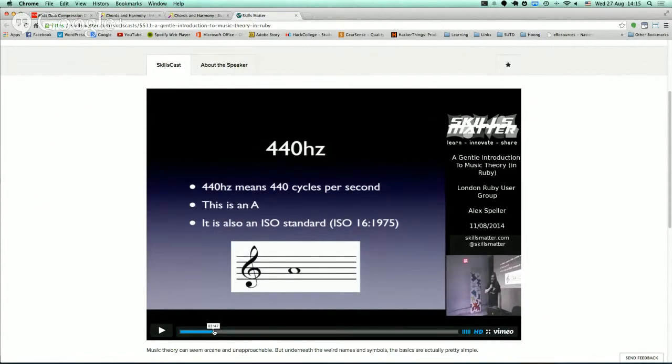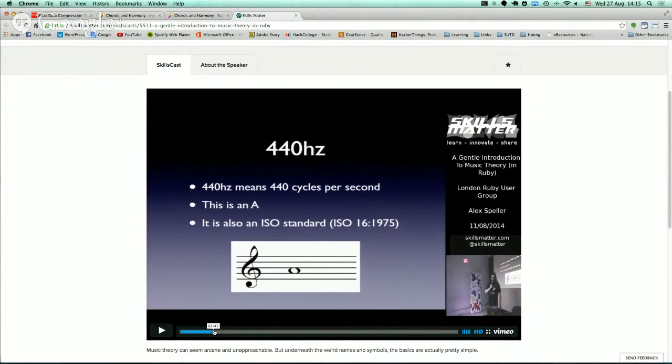Every letter from A to G is given a note. So A is a note: A, B, C, D, E, F, G. All these are notes, and the reference note for us is usually A. In terms of frequency of sound, right now it's considered 440 hertz.